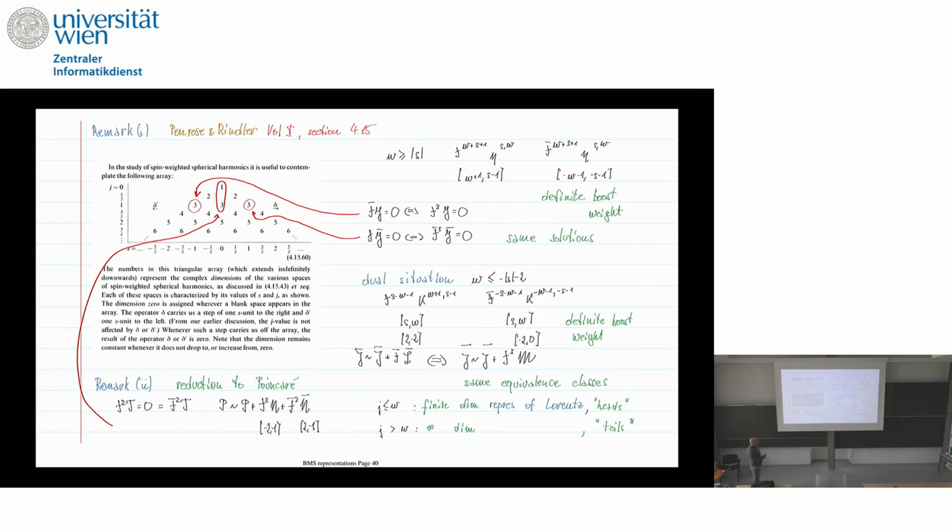And it turns out that the other representation, the tail of the representation, which is the quotient of all supertranslations by the translations, is also a representation of the Lorentz group.